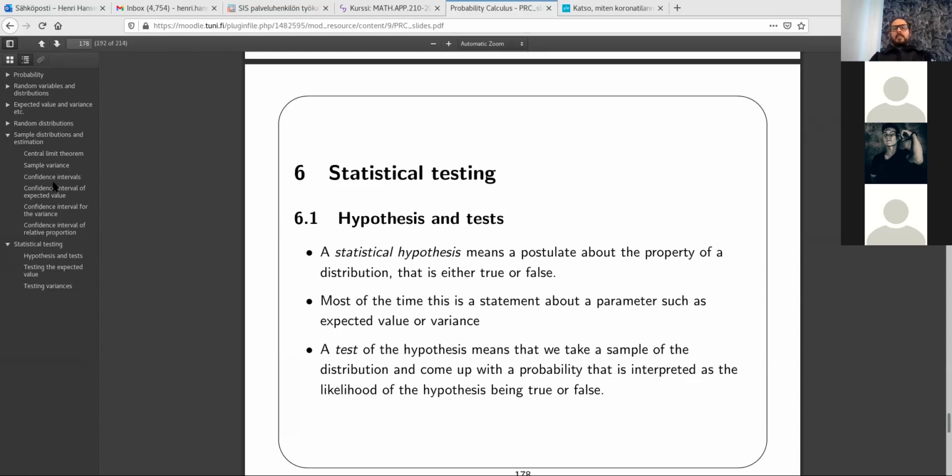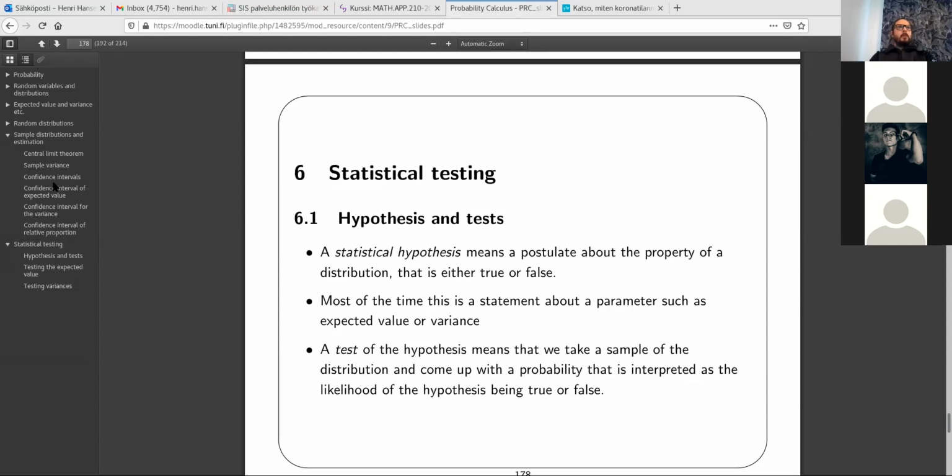And by inference here, we mean that when we carry out the test, we infer that the hypothesis is either true or false. And how do we infer it? Well, we administer what is called a test. That means that we take a sample of the distribution and come up with a probability that is interpreted as the likelihood of the hypothesis being true or false.